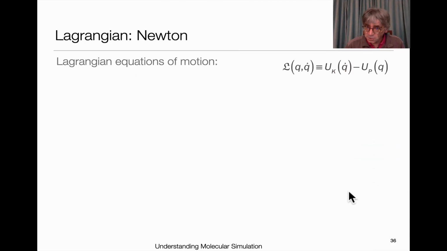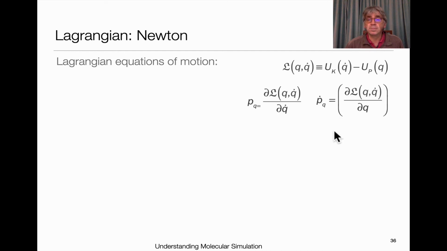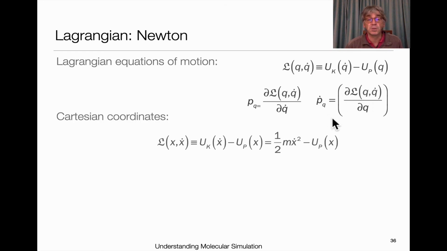So, do we get Newton? Here, these are the Lagrangian equations of motion. The Lagrangian is defined as the kinetic energy minus the potential energy, with q dot and q. These are generalized coordinates, so it should also work for Cartesian coordinates, and it gives us Newton's equation of motion. In Cartesian coordinates, the Lagrangian is equal to the kinetic energy minus potential energy.